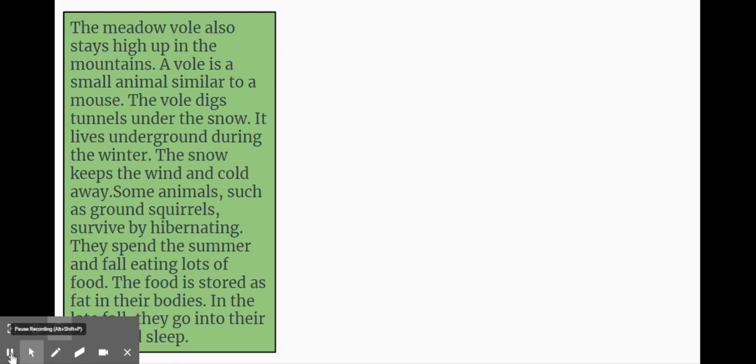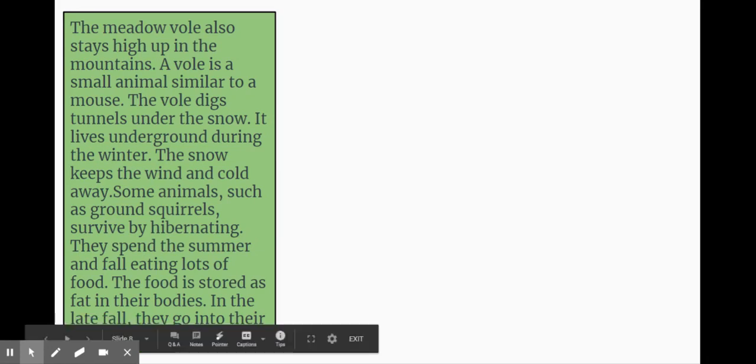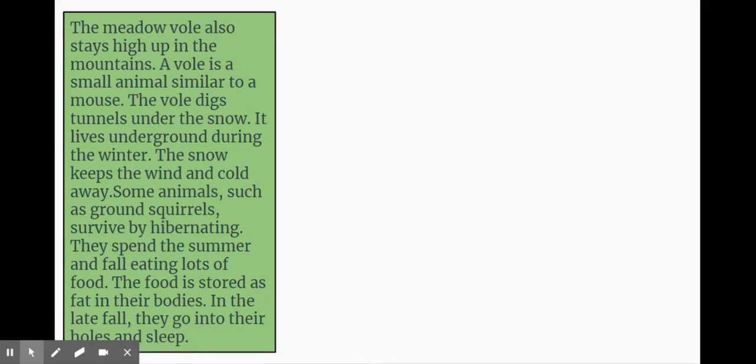Let's read this text. The meadow vole also stays high up in the mountains. A vole is a small animal similar to a mouse. The vole digs tunnels under the snow. It lives underground during the winter. The snow keeps the wind and cold away. Some animals, such as ground squirrels, survive by hibernating. They spend the summer and fall eating lots of food. The food is stored as fat in their bodies. In the late fall, they go into their holes and sleep.